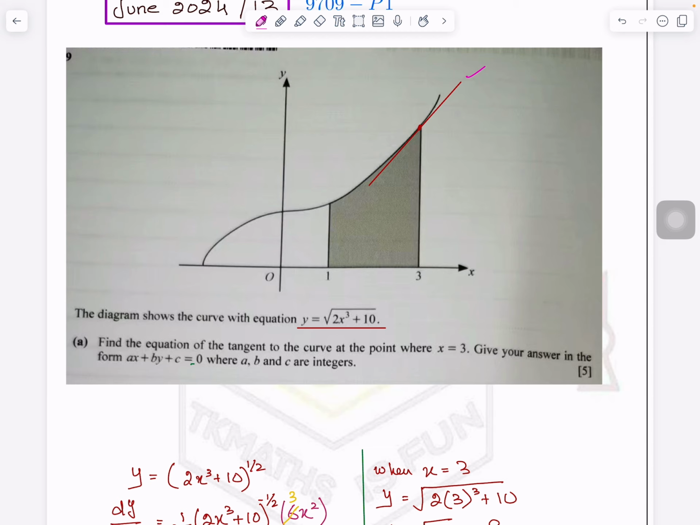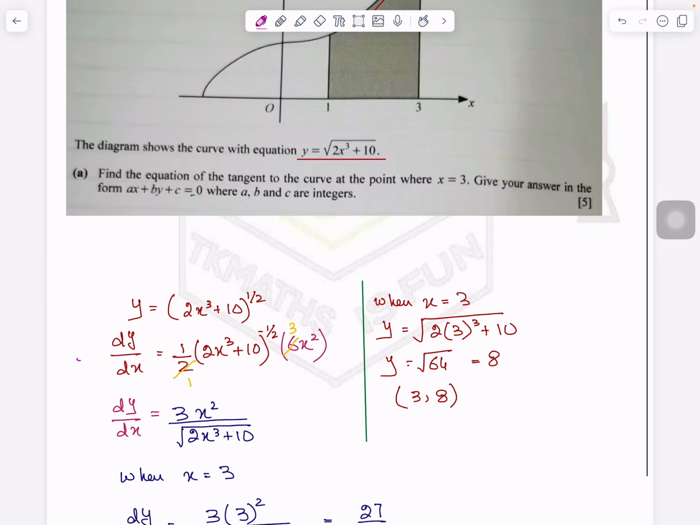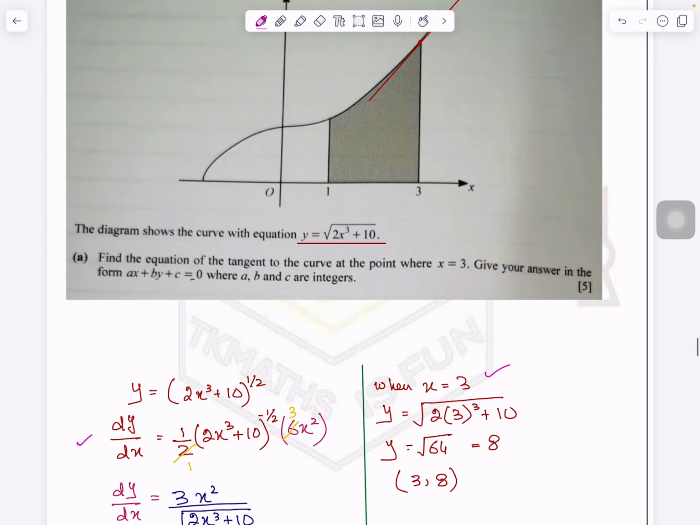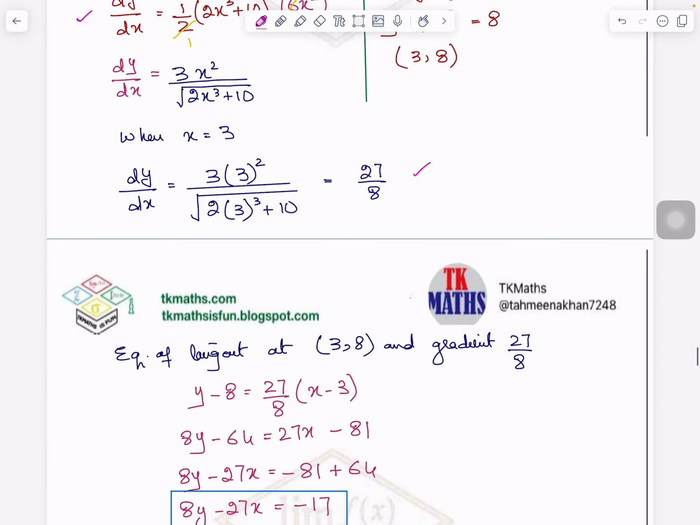Okay, so now, first of all, we are differentiating here. You can see here, after differentiation, I am substituting the values in it. Because it is given at x equals 3, I have found the y coordinate. So I have a point which I am substituting here and got this. Then I found the equation of the tangent.